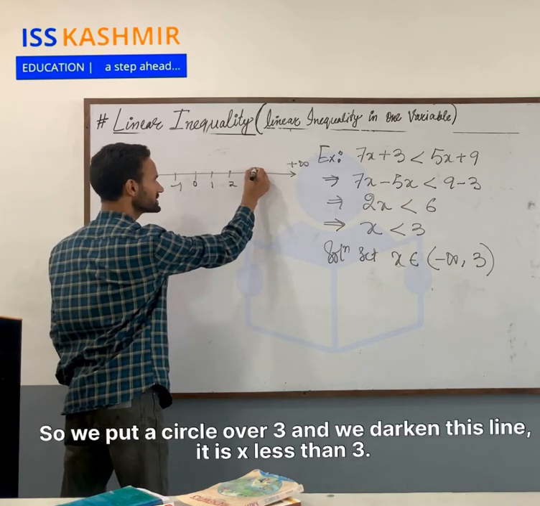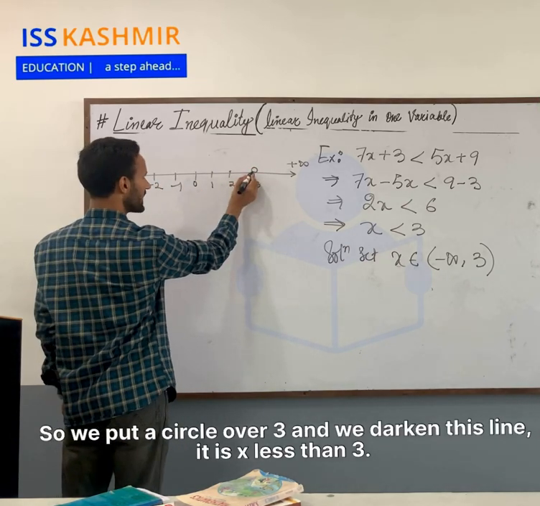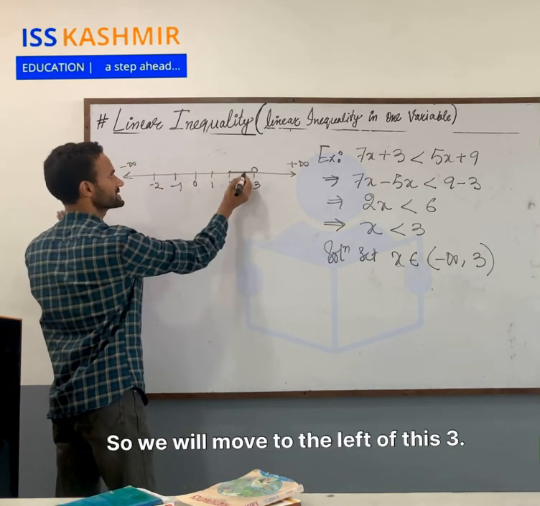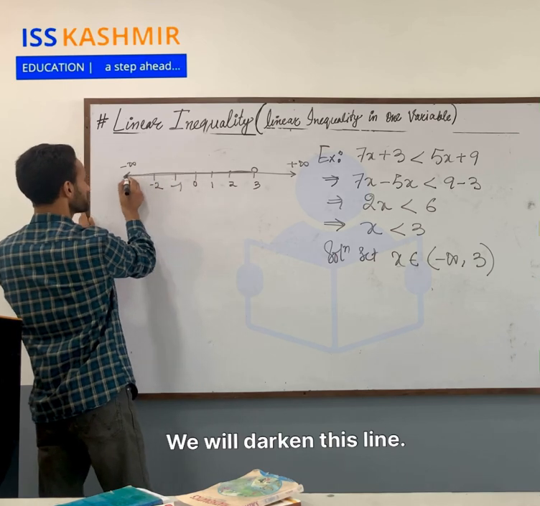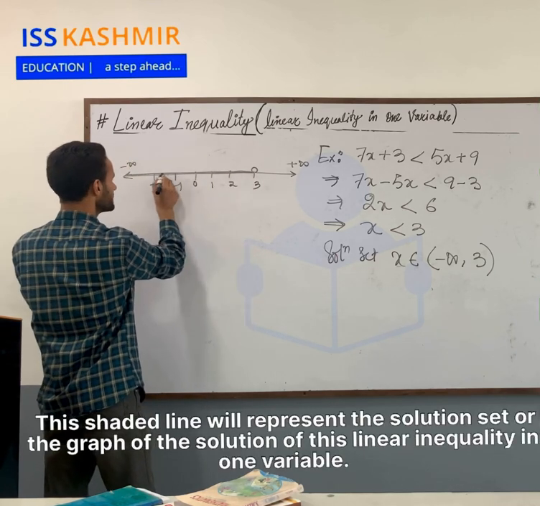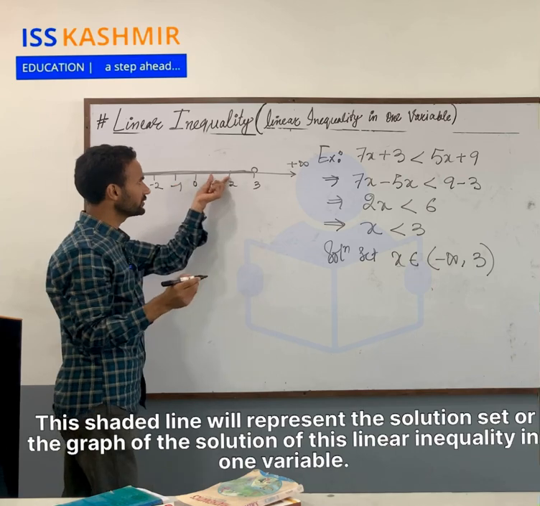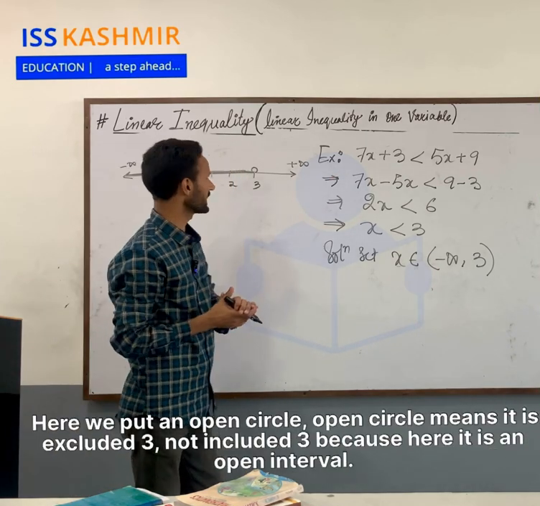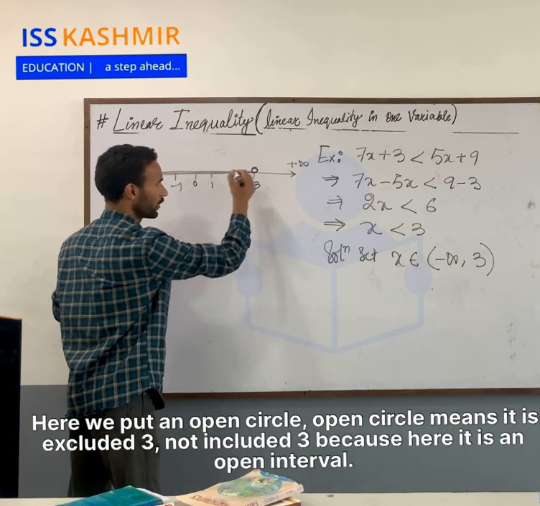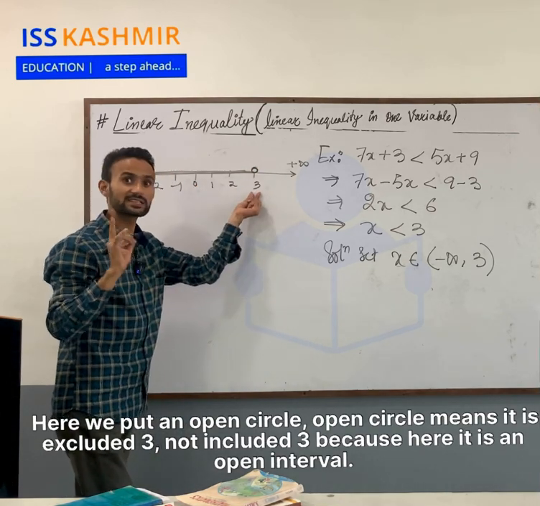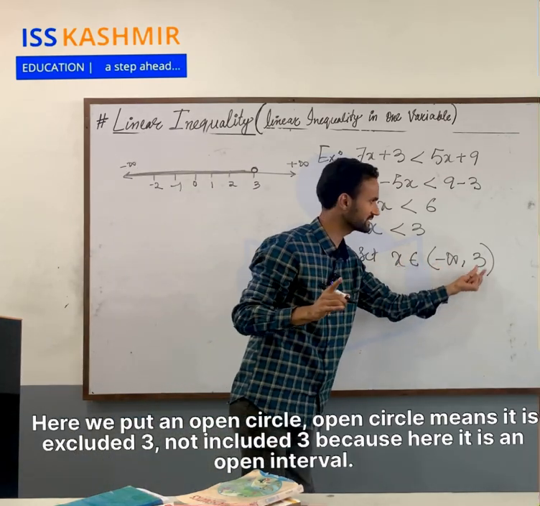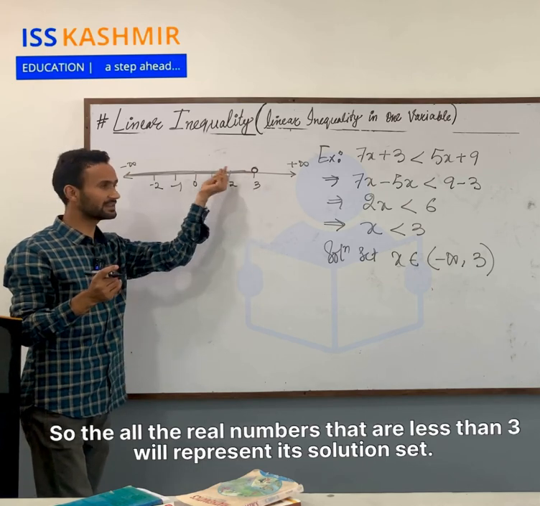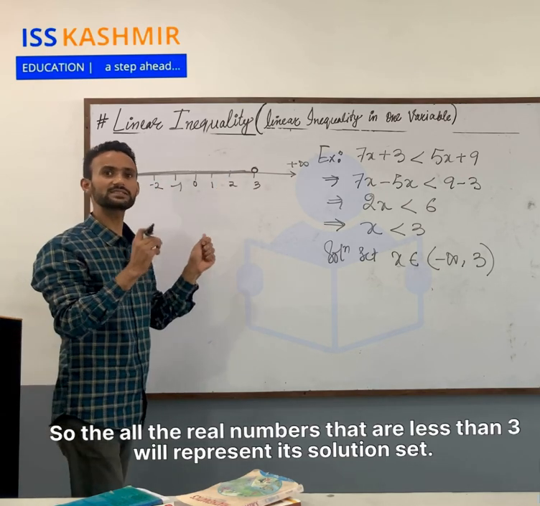So, we put a circle over 3 and we darken this line. It is x less than 3. So, we will move to the left of this 3. We will darken this line. This shaded line will represent the solution set or the graph of the solution of this linear inequality in one variable, right? Here we put an open circle. Open circle means it is excluded, 3 not included, because here it is an open interval. So all the real numbers that are less than 3 will represent its solution set.